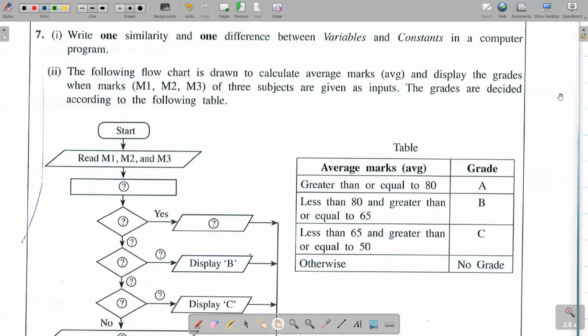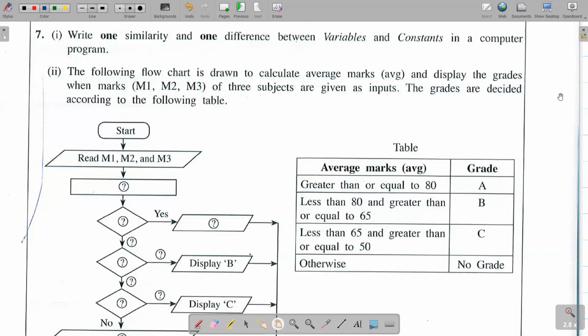All right. So the second one says the following flowchart is drawn to calculate average marks and display the grades when marks of 3 subjects are given as inputs. The grades are decided according to the following table. If the average is greater than or equal to 80, the grade is A. If it is less than 80 and greater than or equal to 65, the grade is B. Less than 65 and greater than or equal to 50, C, otherwise no grade.